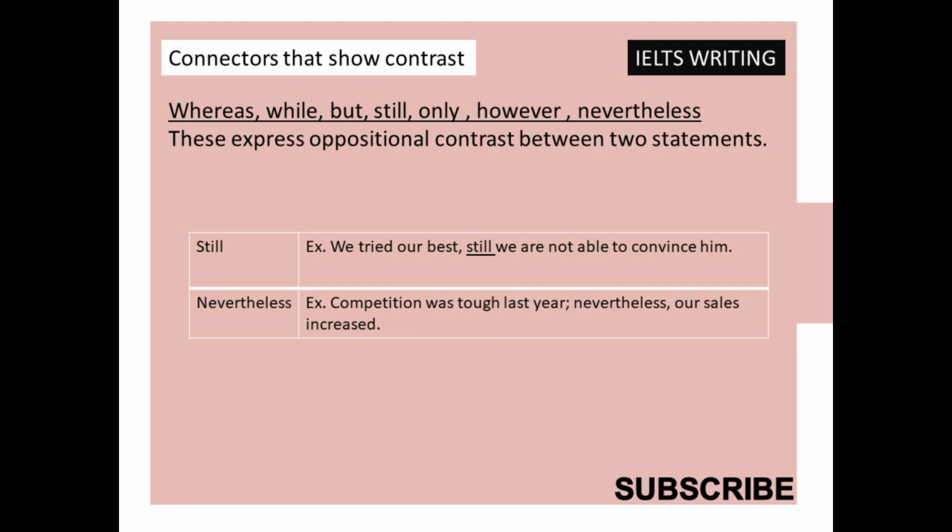Last one we have is nevertheless. We use nevertheless whenever we expect that something would happen, but it didn't actually happen. Competition was tough last year. Nevertheless, our sales increased. So here we get two opposite statements in the sentence.